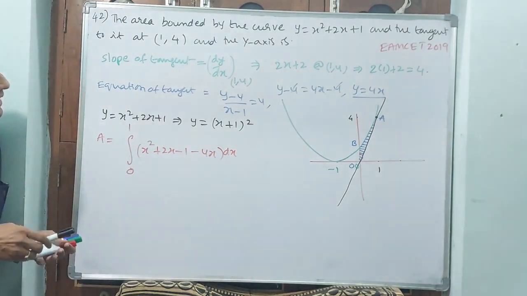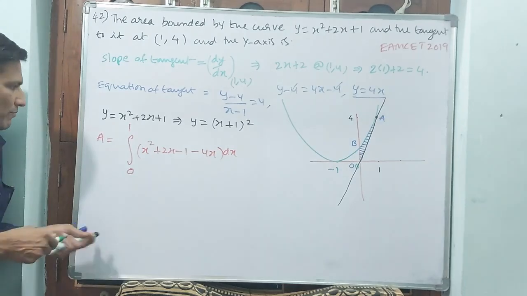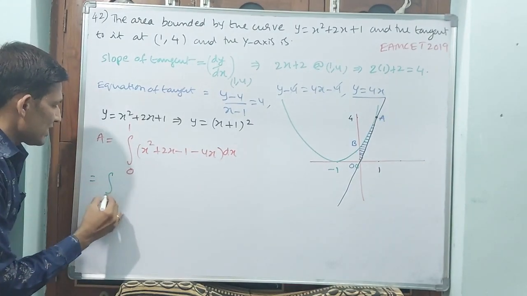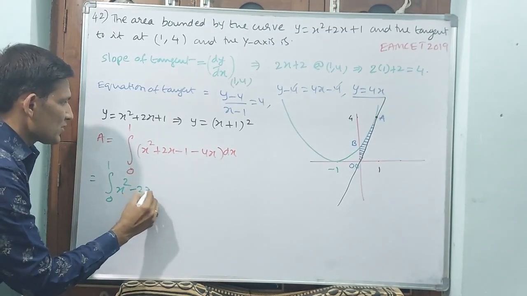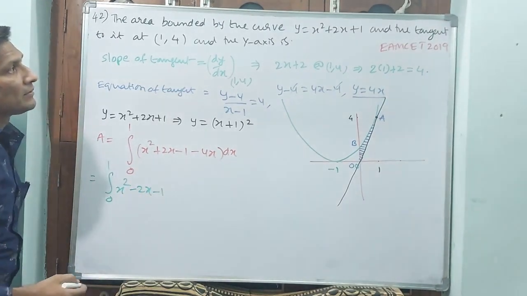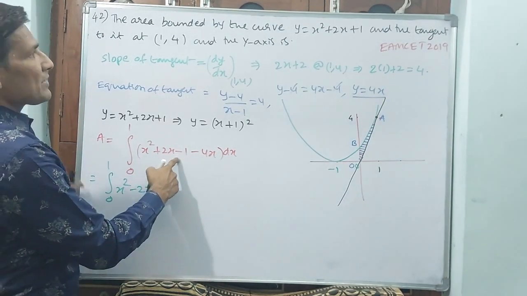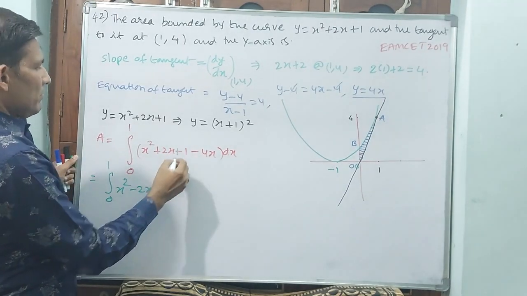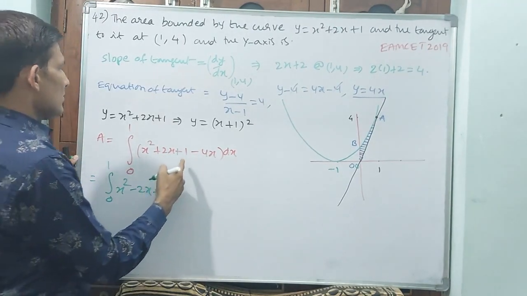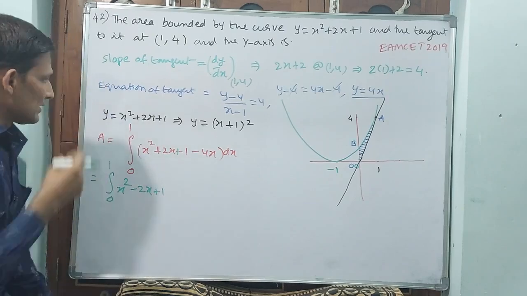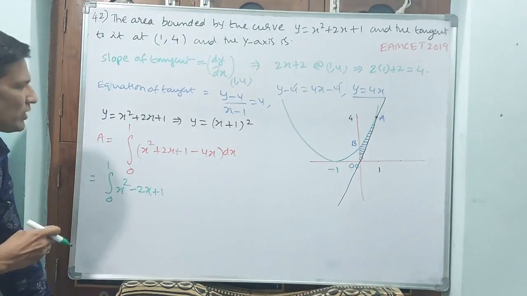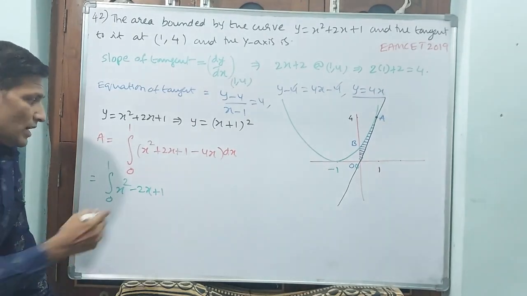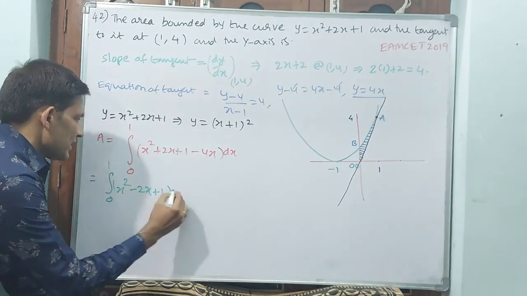Write down the next line. That is equal to integral 0 to 1, x square plus 2x minus 4x minus 1. This is plus 1, plus 1. Okay, plus 1, not minus 1. Minus 2x, yeah, plus 2x minus 4x plus 1. Okay, now you do the integration.